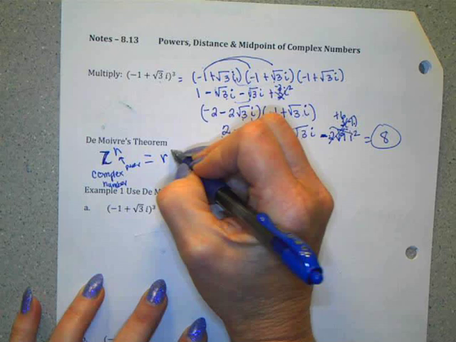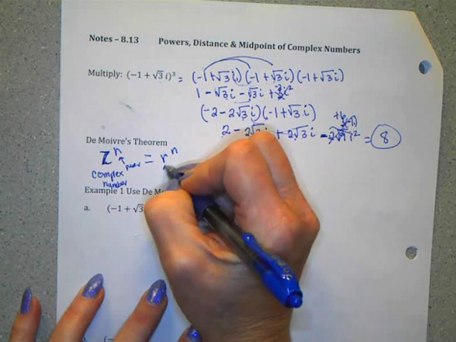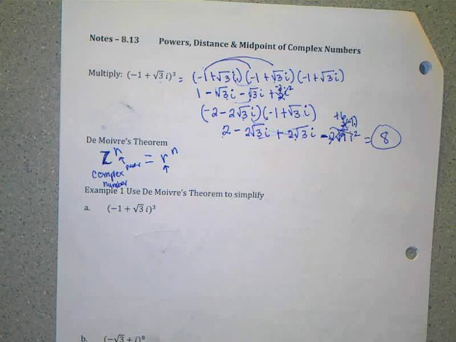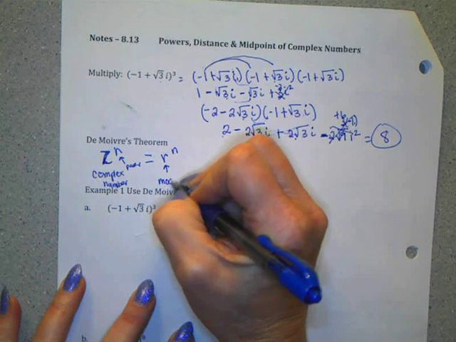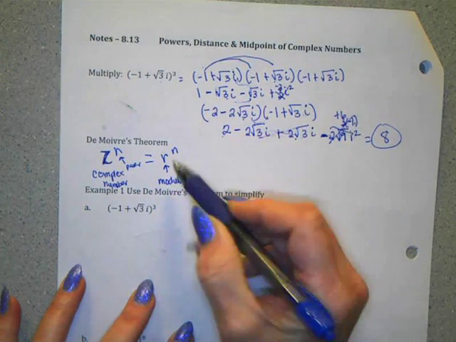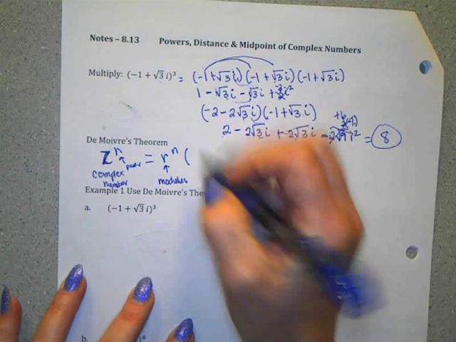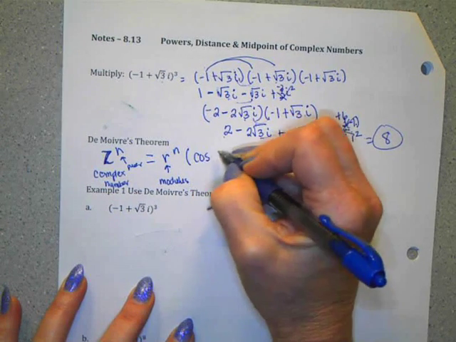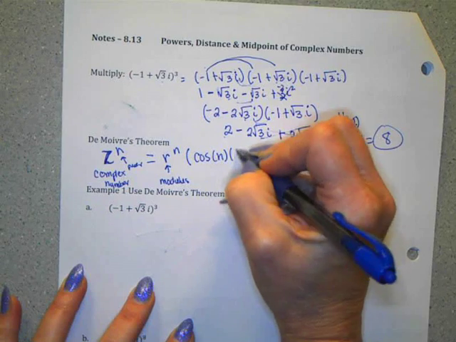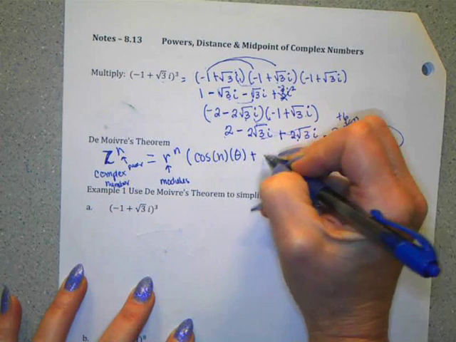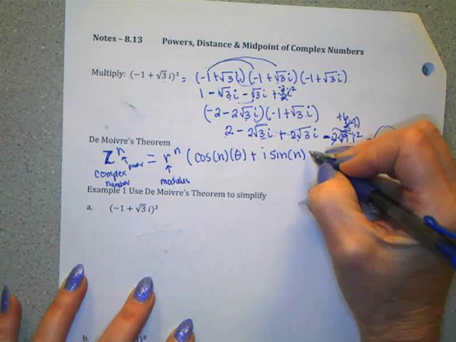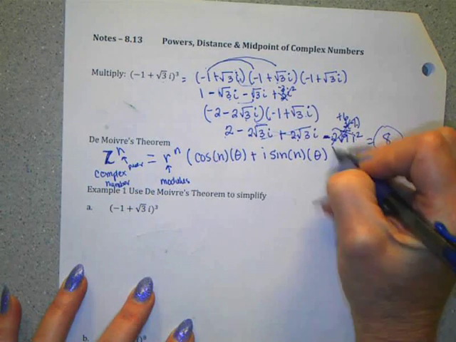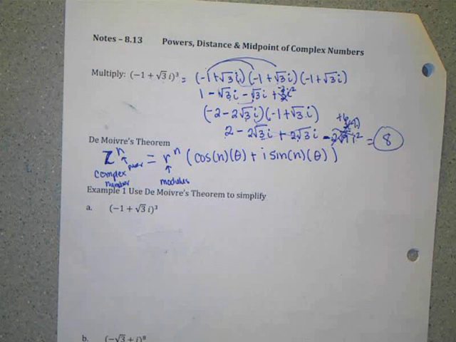But he says r to the n, and remember r from 8.10 and 8.11, the r is the modulus. So you find the modulus of the complex number to the power, and then you multiply it by the cosine of the power times the angle plus i sine of whatever the power is times the angle. And when you do that, you will get the final answer.